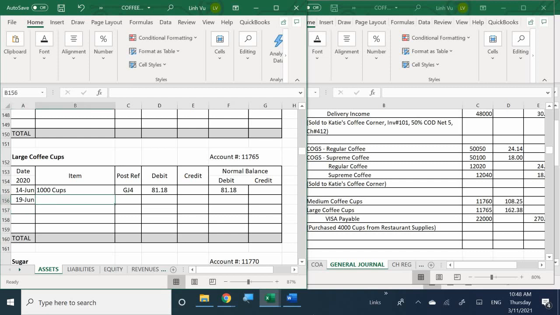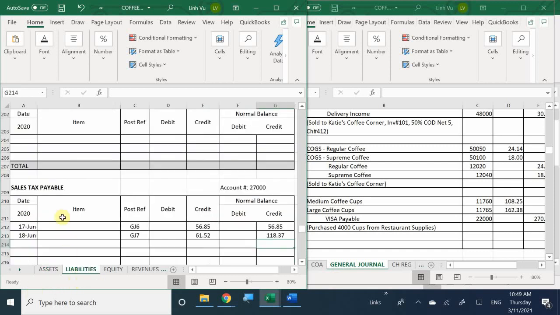And then the large coffee cups, 619. Another 2,000 cups, I think. General journal. Come on, I'm having trouble typing here. General journal number 7, right, for 162.38. So what is the new ending balance here? 243.56. And then lastly, we have a Visa credit card transaction.